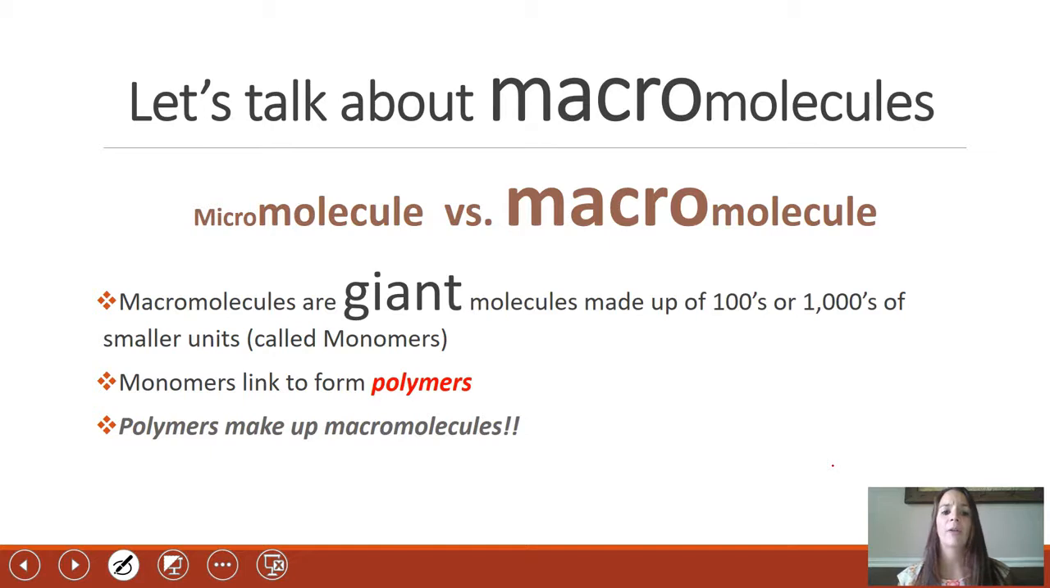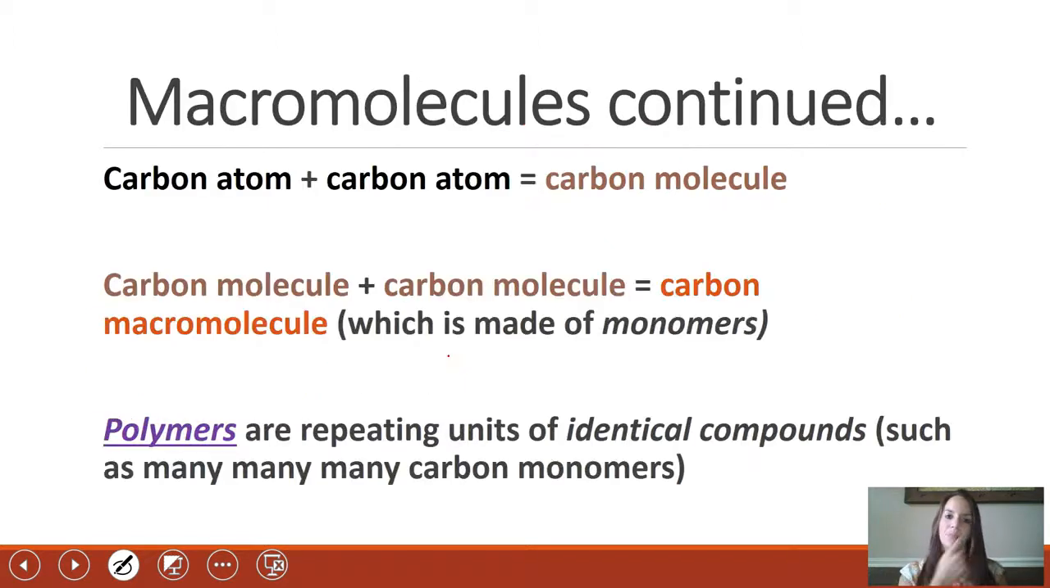Let's talk about the term macromolecule. The prefix macro means large. They are giant molecules made up of hundreds or thousands of smaller units, which are called monomers. These monomers link together to form polymers, and polymers make up macromolecules.